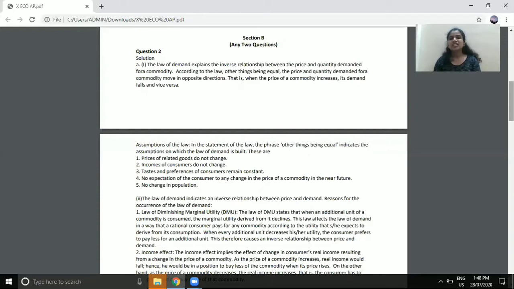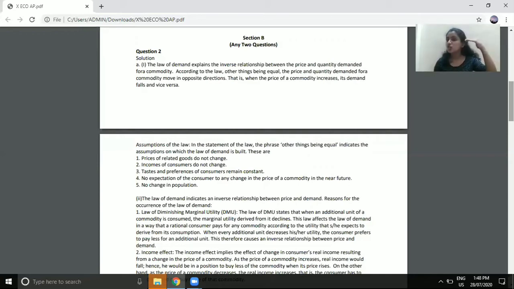Now, the question is, state the law of demand and mention the factors that are causing the downward slope of the demand curve. Why is it downward sloping? Why is the demand curve downward sloping, right? So this shows that this question has 2 parts that you have to answer.